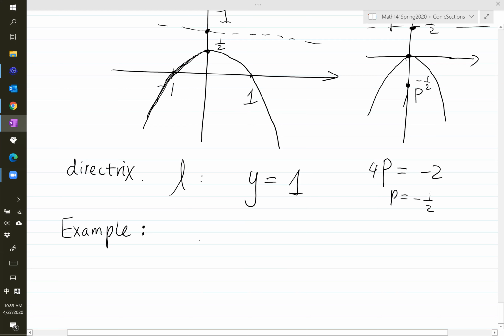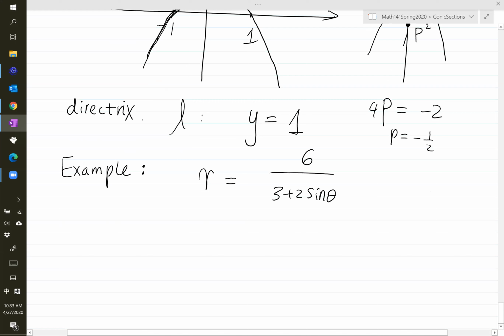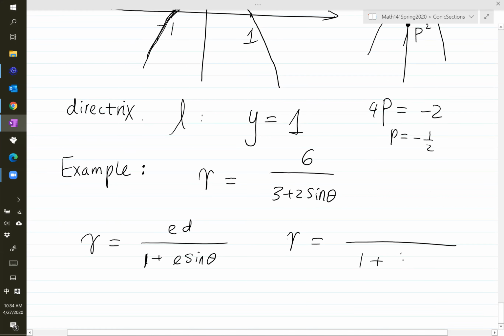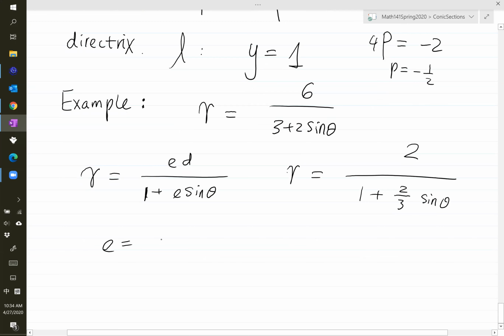Okay, let's see this example. R equals 6 over 3 plus 2 sine theta. Remember, what we write is R equals ED over 1 plus E sine theta. Let's use sine theta, normalized such that it's 1 plus E sine theta. To normalize it, we divide everything by 3. So R is 2 over 1 plus 2/3 sine theta. So we know E is 2/3, and ED will be 2.